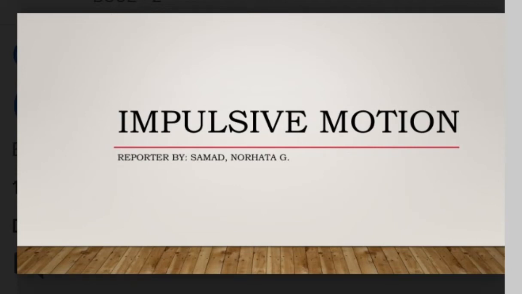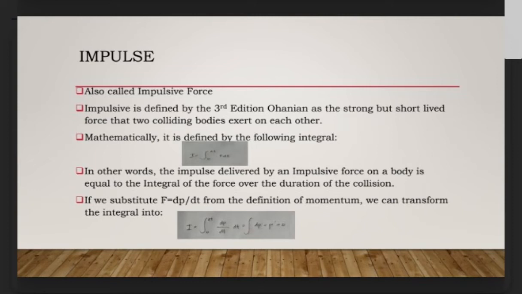I am Nurhata G. Samad and this time I'm going to discuss impulsive motion. So what is impulsive motion? Impulsive motion is a term that is used to describe or quantify the effect of force acting over time to change the momentum of an object.